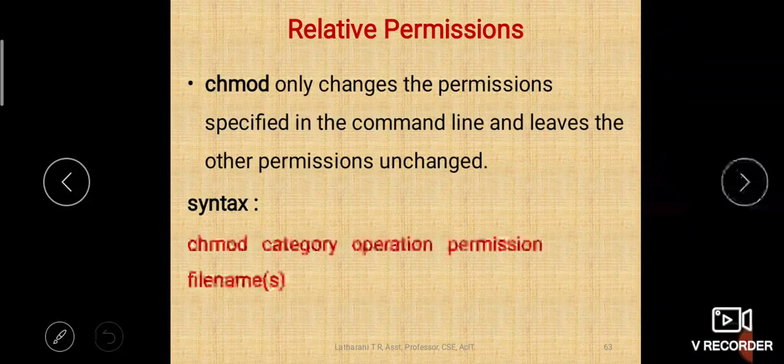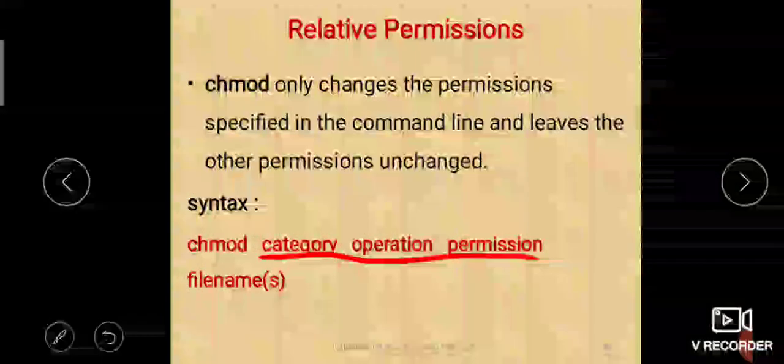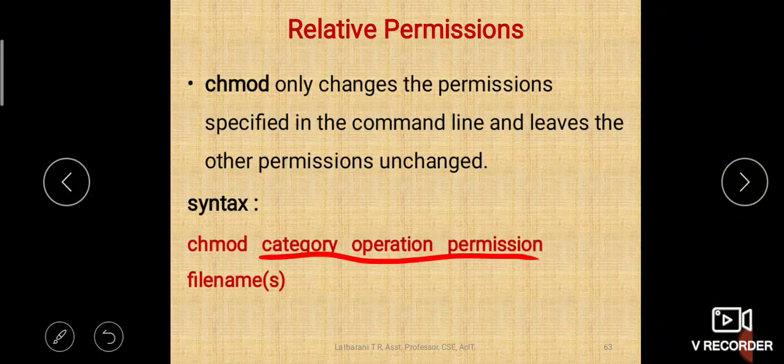Syntax of relative permission is like this. Anyway, the command used for both relative permission changing and the absolute method of permission changing is chmod only. But the arguments you give here will differ. The arguments will differ, but the command chmod remains the same.